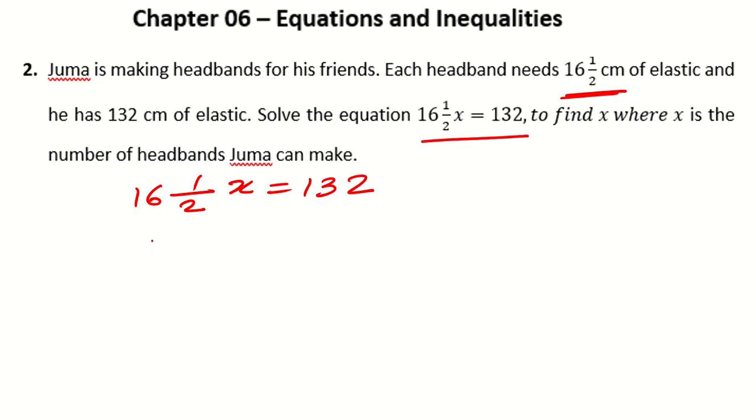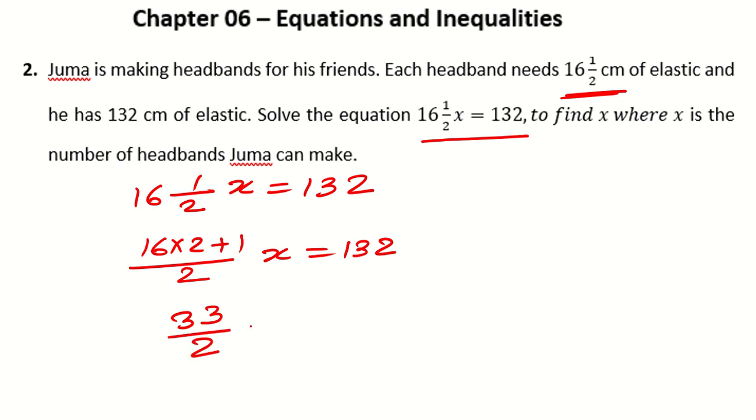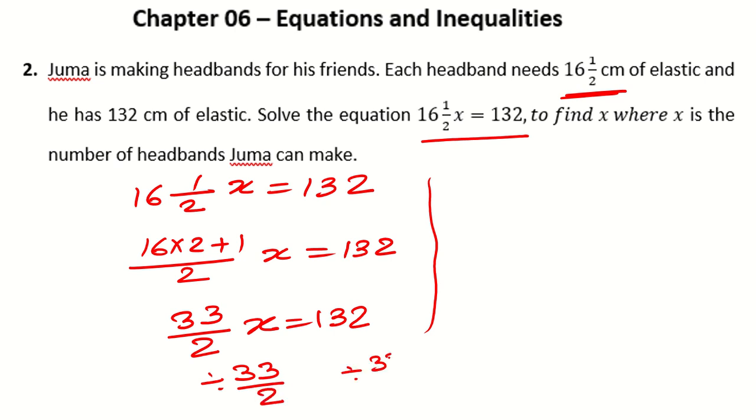So you will multiply 16 with 2 and then add 1 over 2 times x is equal to 132, meaning 16 times 2 is 32, plus 1 is 33 over 2 times x. So it is equal to 132. Now you will divide both sides by 33 over 2. So what we are going to get here is x is equal to 132 divided by 33 over 2.